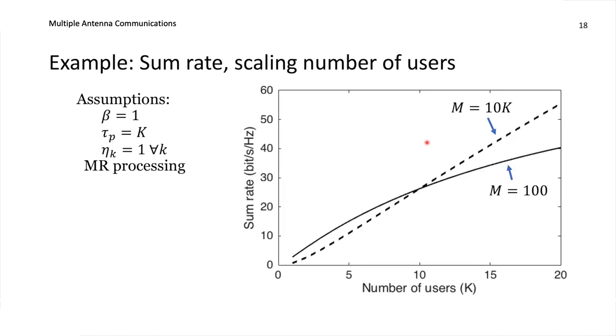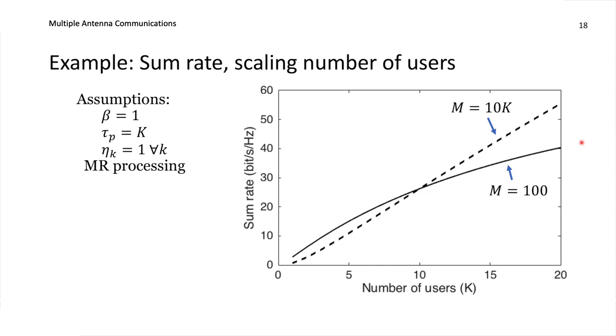Finally, if we consider the same setup again, but now instead of looking at the performance per user, we are considering the sum of the rates of all of the different users. We still have the two curves where we either have 100 antennas and a varying number of users, or a varying number of users and always 10 times more antennas than users. Then we can see that the sum rate is going up with the number of users in all of these setups. So even in the case in the previous figure where the rate per user went down, which was happening when we have 100 antennas and a varying number of users, we are still seeing that the sum of the rates for all of the users is going up.